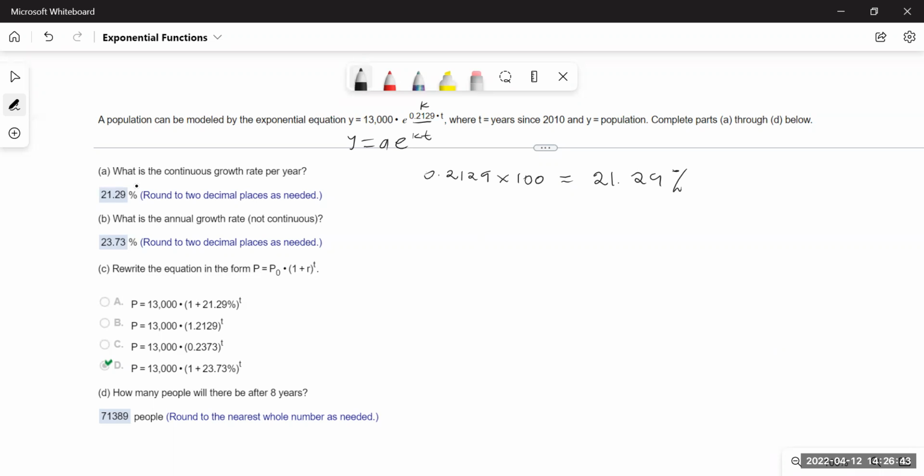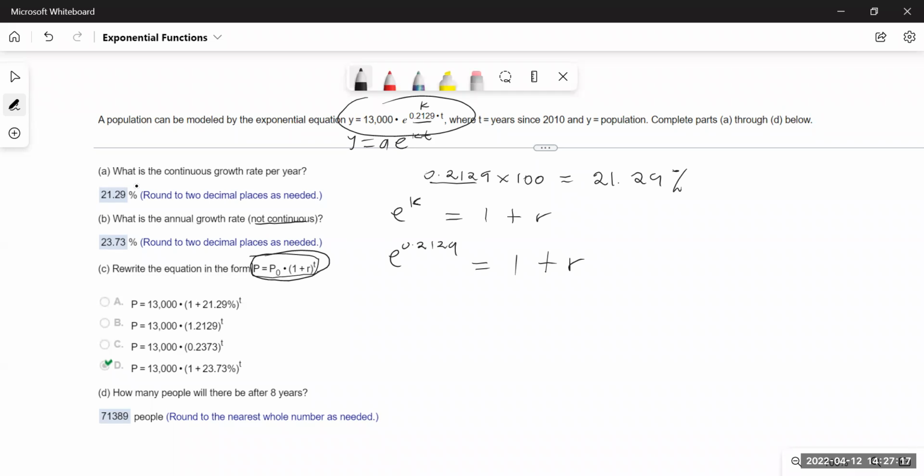And we want the not continuous form. All right, and this is the not continuous form basically. Now to transform from this continuous equation to the not continuous form, what you do is you have to use the Euler exponent: e^k is equal to 1 plus your r. Now e and your k is given as, e^0.2129 is equal to 1 plus your r.